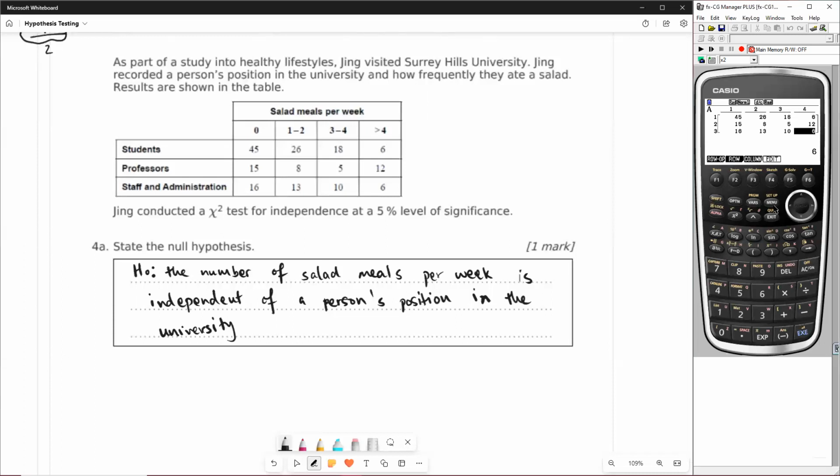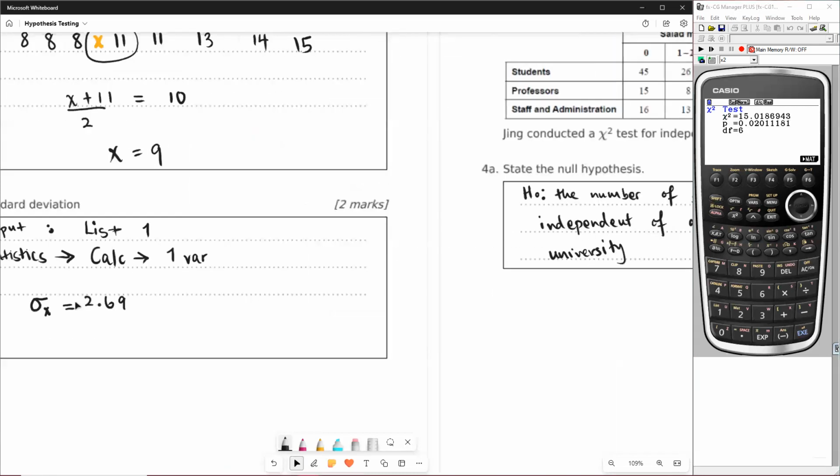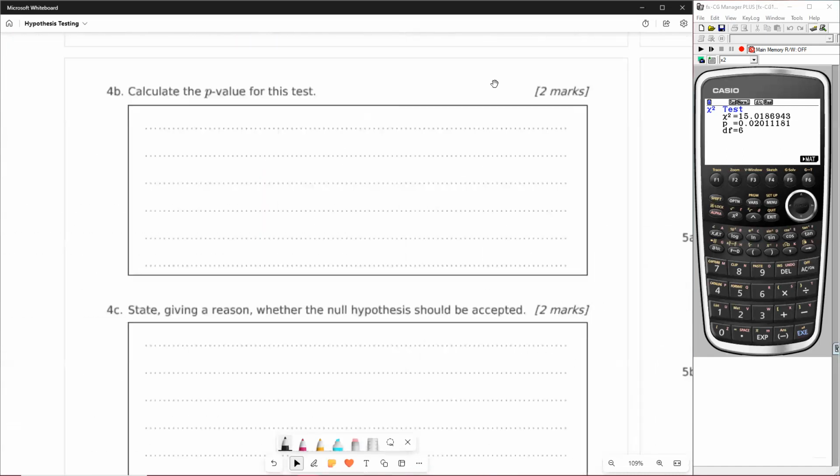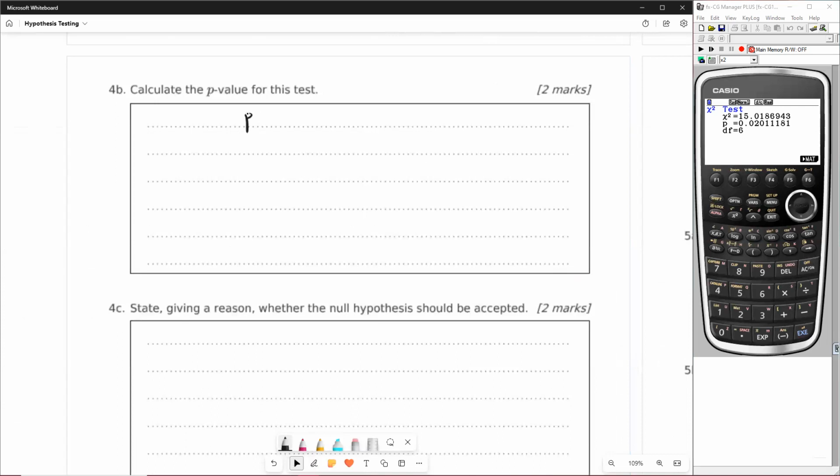Okay, then you go back to the menu and go to statistics now and go to test. We're trying to do a chi-square test, and this is for a two-way table. And already they've captured the matrix that we put our information in, and you execute. That tells you the p-value. So p is 0.02011. State giving a reason.